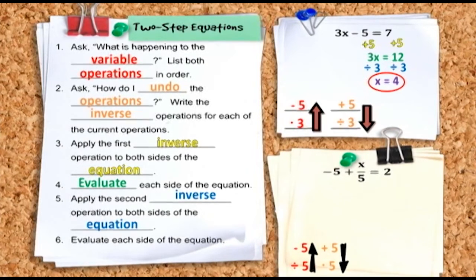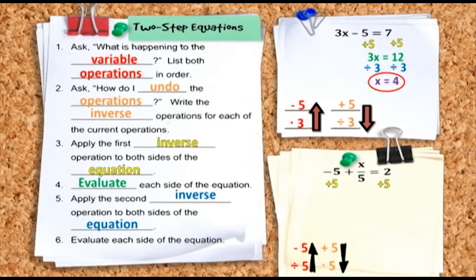I have my inverse operations, including the value. The value is very important. You can't just put plus and times. You have to put +5 times 5. I have them in order as well. So now I just need to apply them. I'm going to start at the top of that arrow. I'm going to add 5 to both sides and evaluate.